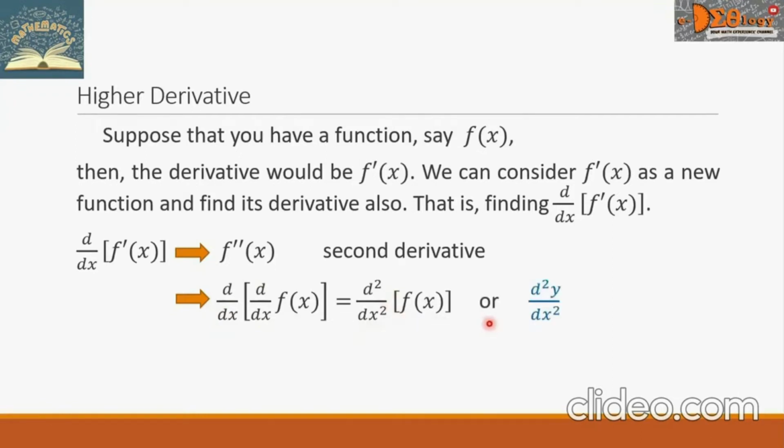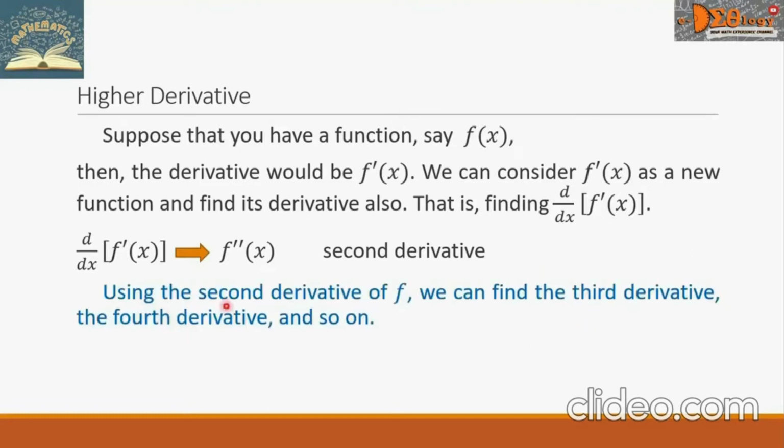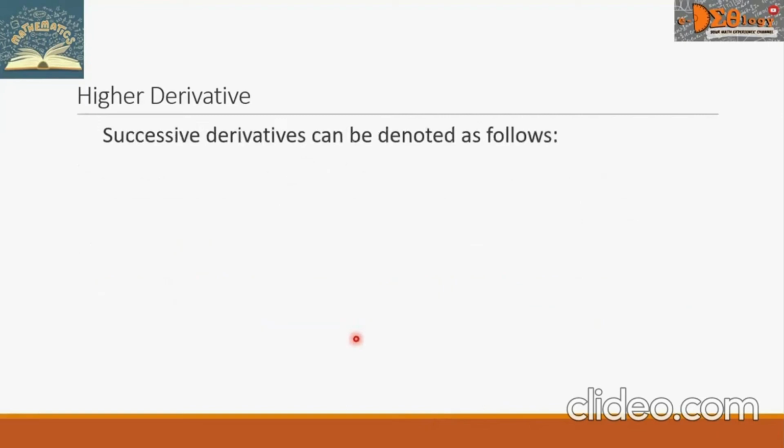Or if the function is given as y, this is one of the most popular notations for the second derivative, and this is d square y all over dx square. Using the second derivative of f, we can find the third derivative, the fourth derivative, and so on. Successive derivatives can be denoted as follows.